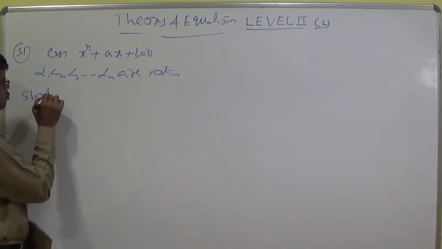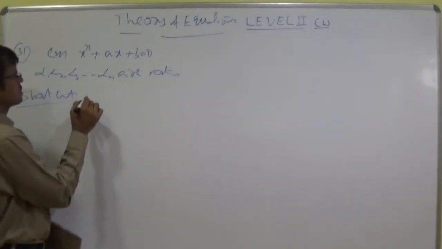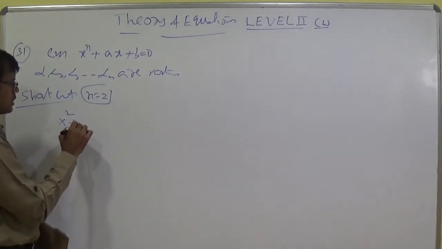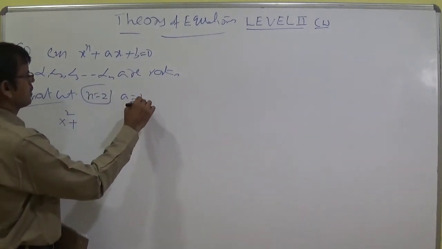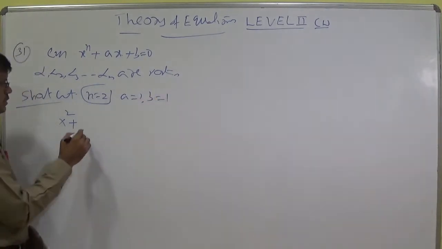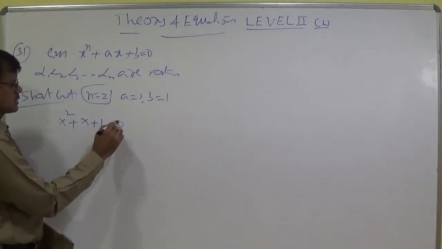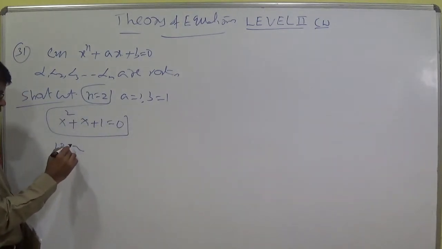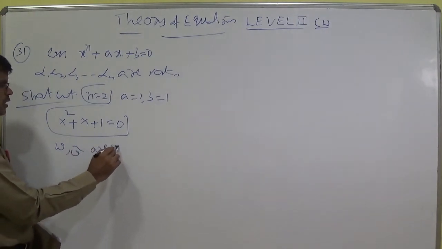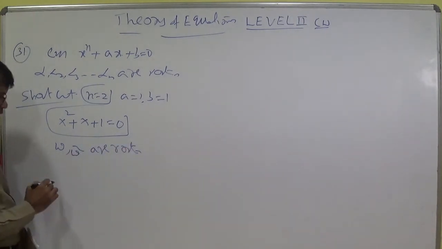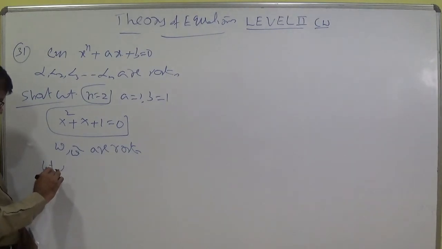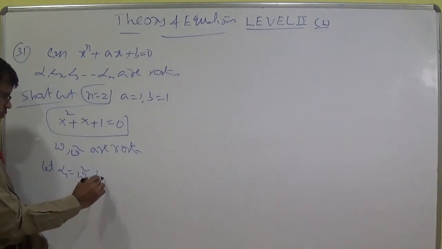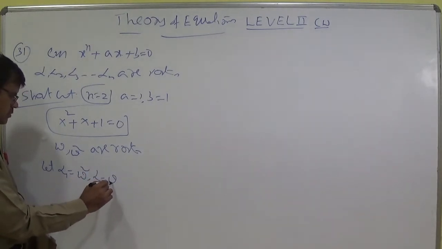We can use two methods. One method is a shortcut: put n is equal to 2. So the quadratic equation, with a is equal to 1 and b is equal to 1, is x square plus x plus 1 is equal to 0. So here omega and omega square are the roots. Let us consider alpha 1 is equal to omega square and alpha 2 is equal to omega.